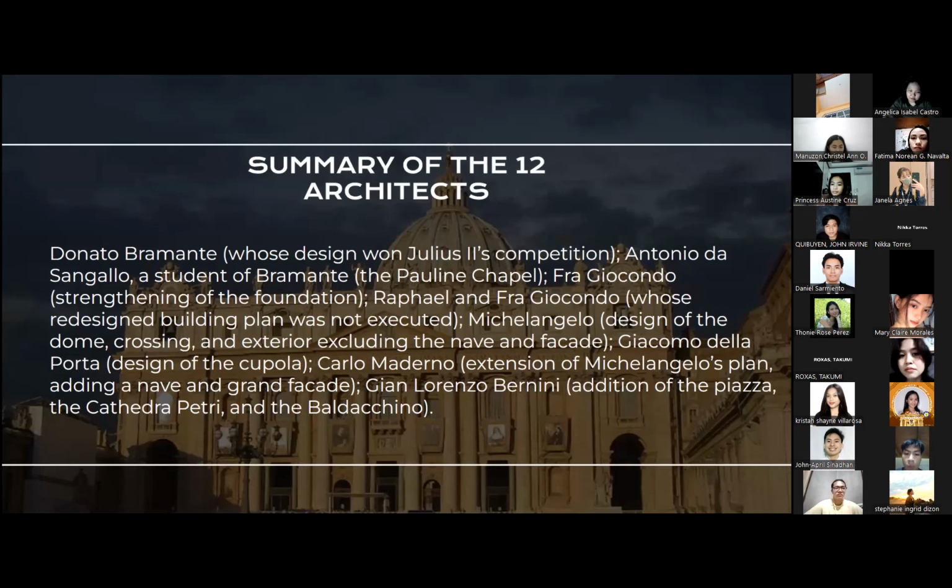Do you guys remember what a baldacchino is? Ma'am? Do you remember what a baldacchino is? Yes. Sige, ano siya? I-explain po ng other groupmates po namin. I-explain nila yung baldacchino. Sige. Yes po, ma'am. Go. Thank you po. Thank you, April.